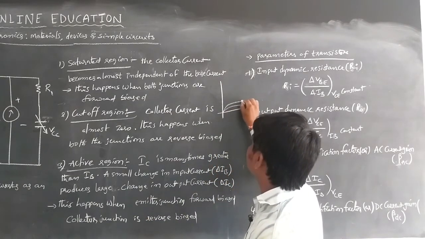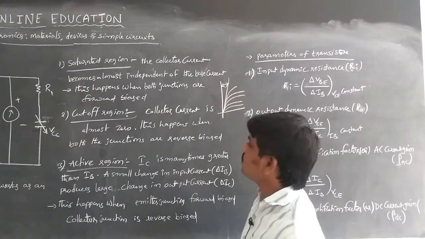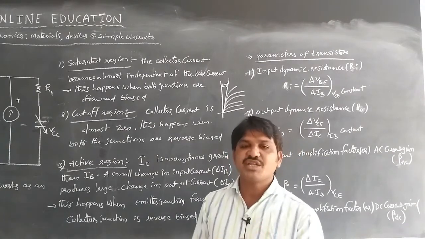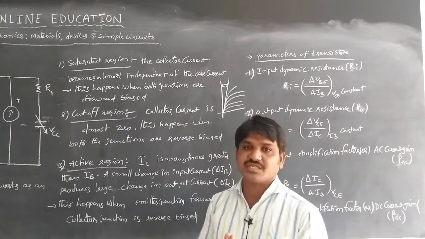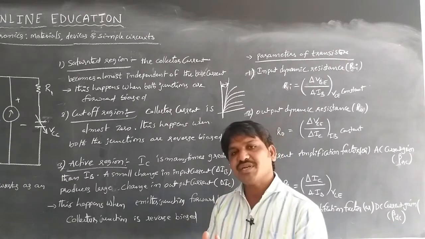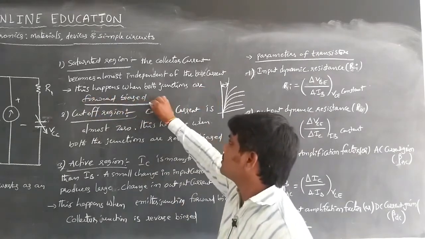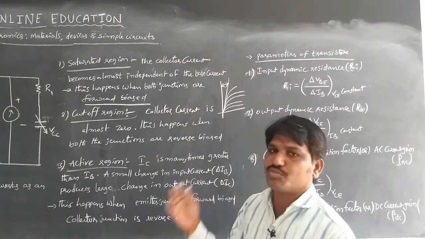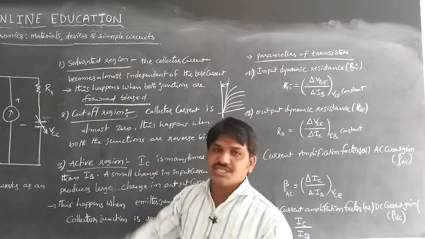Whenever the values are changing, at some stage there is no change in the collector current. After that, if the base current changes, the collector current will be independent of it. That region is called the saturated region, where the collector current is almost independent of the base current. This happens whenever both junctions, the emitter junction and the collector junction, meaning the input junction and output junction, are forwardly biased. Then that region is called the saturated region.